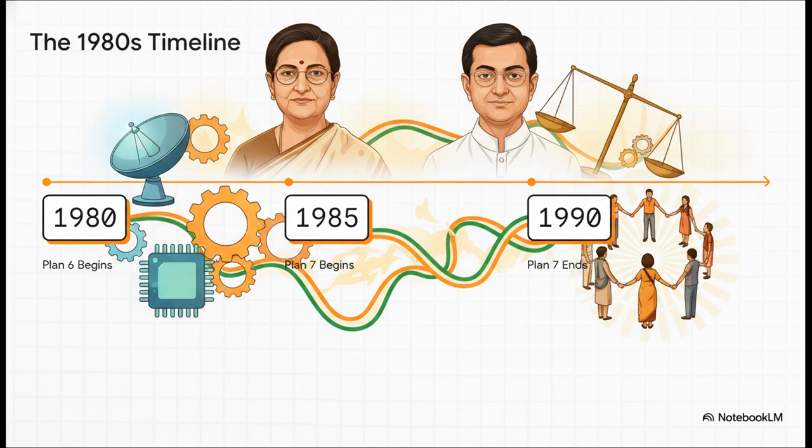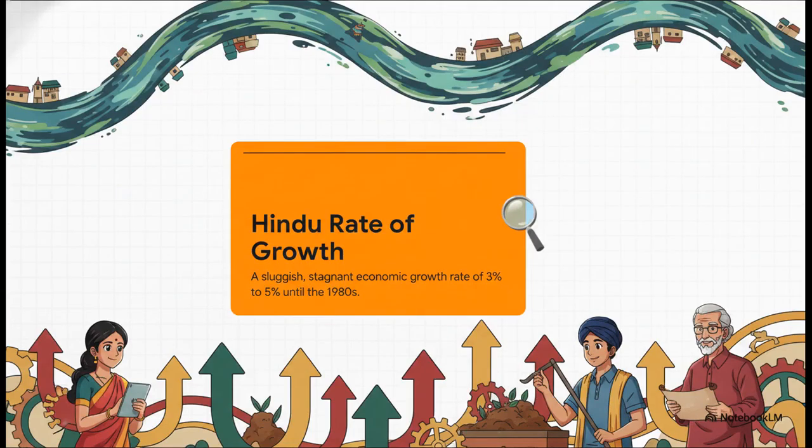The overarching themes here were technological modernization and a really deep push for social justice. There's a crucial concept from this era, and it's a super frequent term if you follow economics, called the Hindu rate of growth. Coined by Professor Raj Krishna, it described this frustratingly sluggish, stagnant economic growth rate of just 3 to 5% that had plagued India for decades leading up to the 80s.